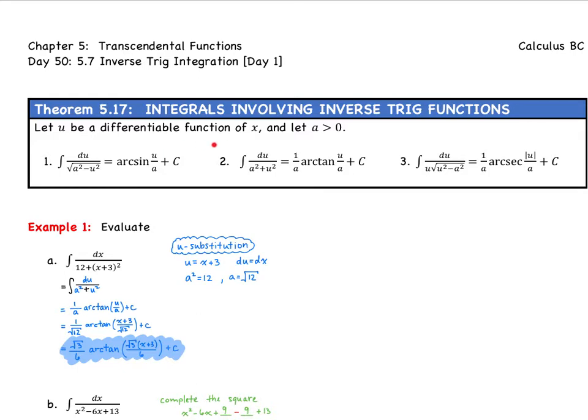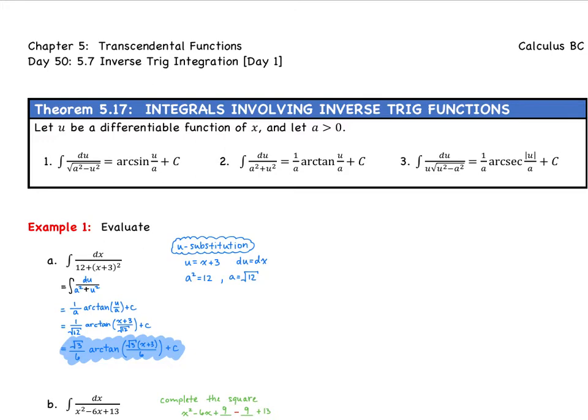So if u is a differentiable function of x and a is greater than 0, where a is a constant, then the integral of du over the square root of a squared minus u squared is really the arcsine of u over a plus c. All right? If we have the integral of du over a squared plus u squared, it's equal to 1 over a arctangent of u over a plus c. And then we have the integral of du over u times the square root of u squared minus a squared. That's equal to 1 over a times the arcsecant of the absolute value of u over a plus c. Again, know these, write them down, helps you memorize them.